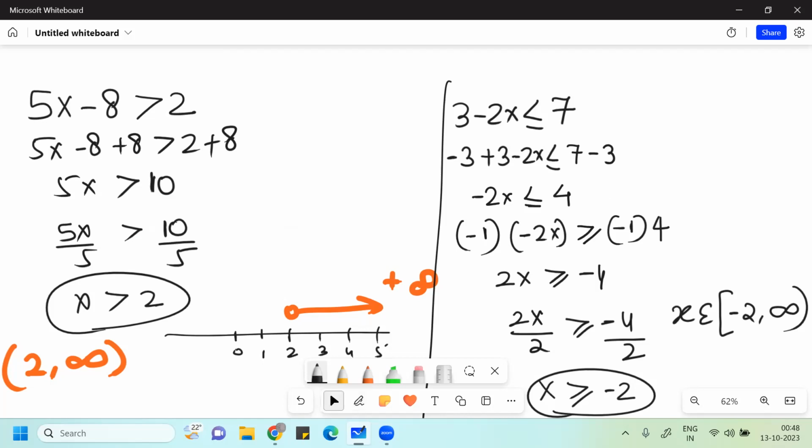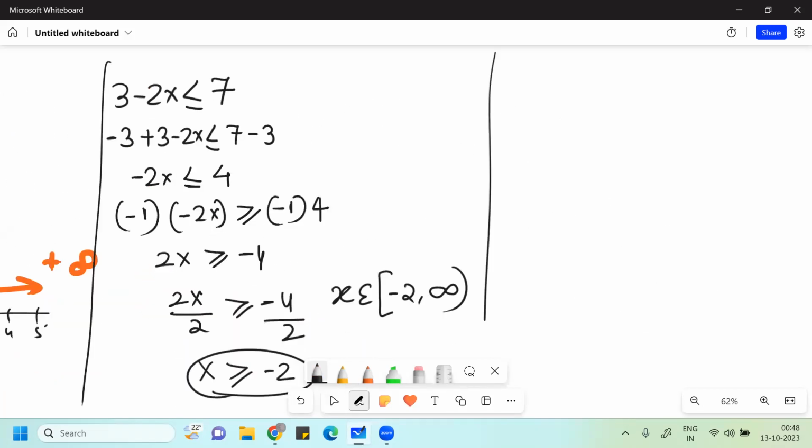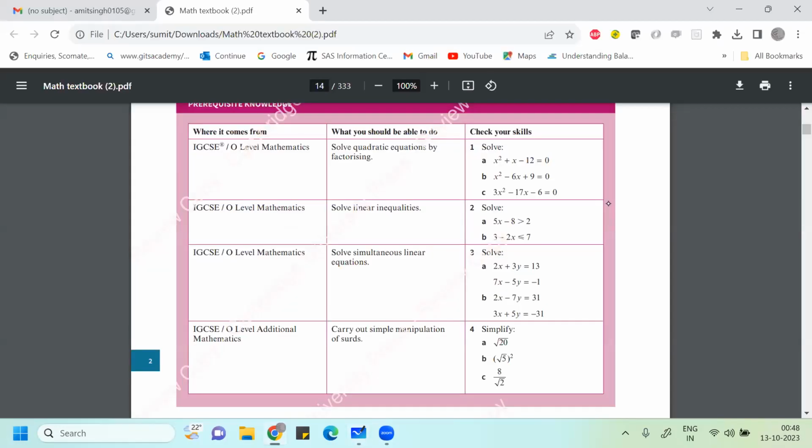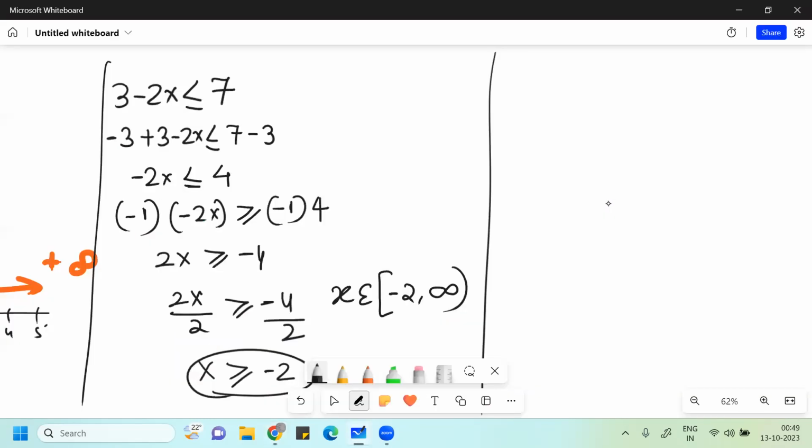So this knowledge about closed and open brackets is very essential. If you have it, you can easily plot the data on a number line. Then linear equation questions are there. Two unknown variables are there, x and y, so you need two equations. You can solve by the elimination method or the substitution method. If you have basic knowledge, you can easily solve these questions.